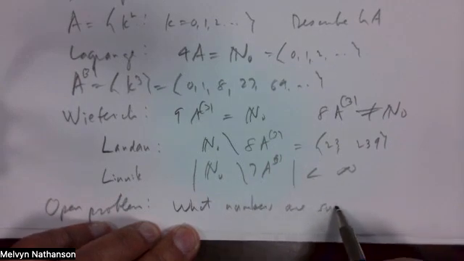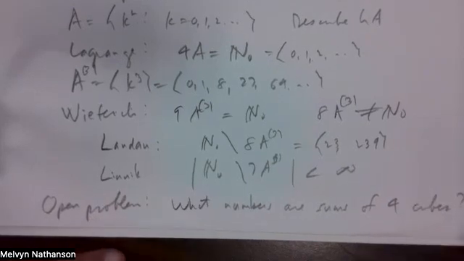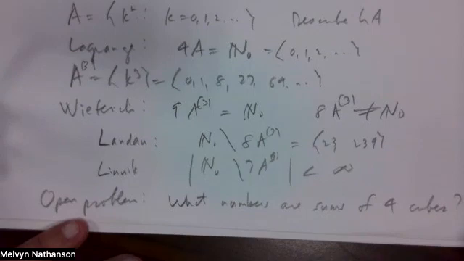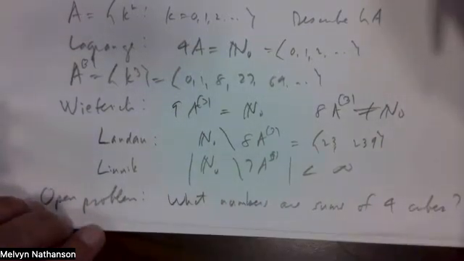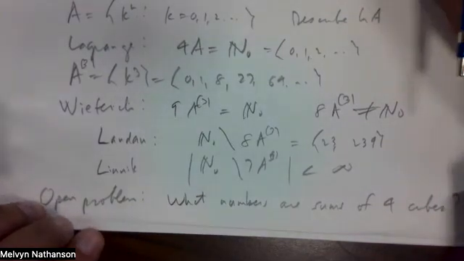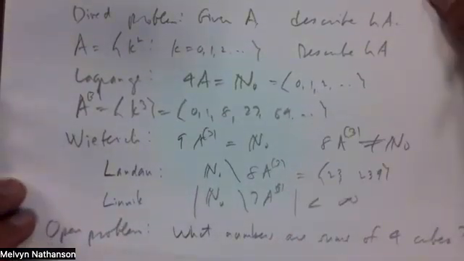What numbers are sums of just 4 cubes? Do you get all numbers from some point on? There's a density theorem of Davenport, I think, that if you look at the sums of 4 cubes, that set has density 1 in the integers. So almost every integer is a sum of 4 cubes, but the missing set has density 0, but sets of density 0 can be infinite. So this is really a nice question.